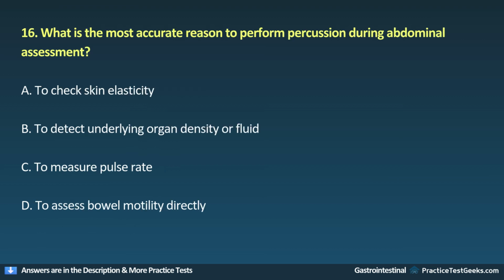16. What is the most accurate reason to perform percussion during abdominal assessment? A. To check skin elasticity. B. To detect underlying organ density or fluid. C. To measure pulse rate. D. To assess bowel motility directly.